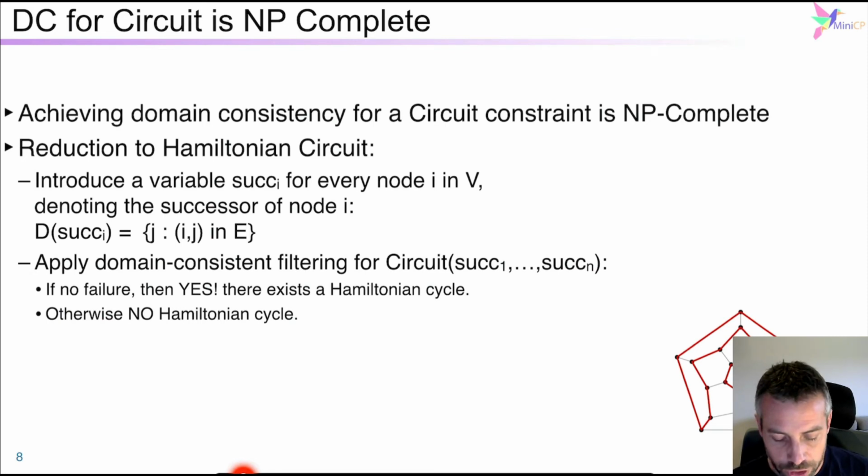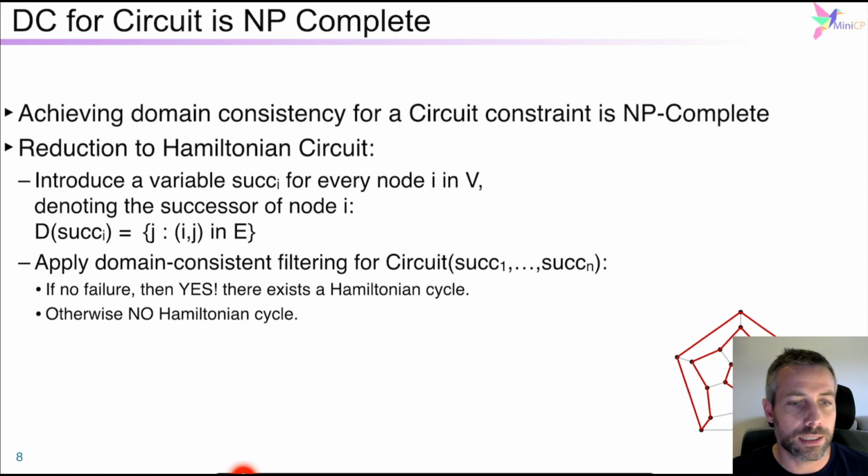We will introduce for that reduction one successor variable for each node in the set of vertices of your input graph, and the domain of that successor is simply all the nodes that are accessible with just one edge used in your input graph. So the domain of the successor of I is all the outgoing nodes from the node at index I. And so if you apply the domain consistent filtering algorithm on this encoding, on the circuit constraint, on the successor variables that we just created, then you can have 2 possible outcomes.